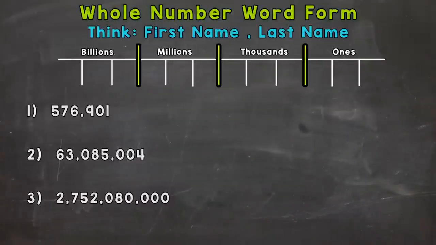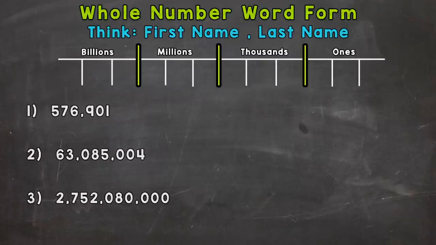Now, when it comes to word form, we're going to write these numbers out in words, hence the name word form. So we need to think about how we would say these numbers, and that's exactly what we write. So we have 3 examples that we're going to go through together in order to get this down. Now, at the top of your screen, I have a very important hint. Think first name, last name, and I'll explain what that means as we go through our examples.